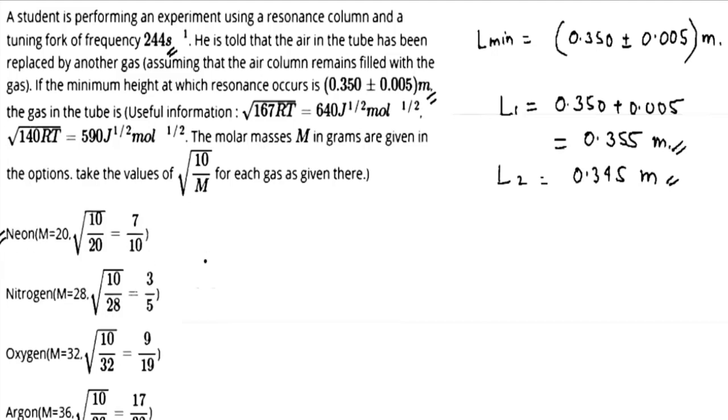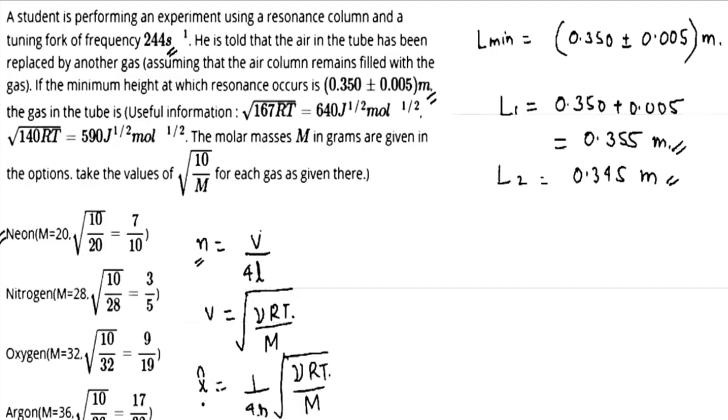So how do we find that? We know that N is equal to V divided by 4L, right? So from here we know V is equal to under root gamma RT divided by M. So if we put the value, you can see that this is the formula for the length of the gas column required for resonance with this tuning fork for different gases. Now we can substitute the values for different gases.